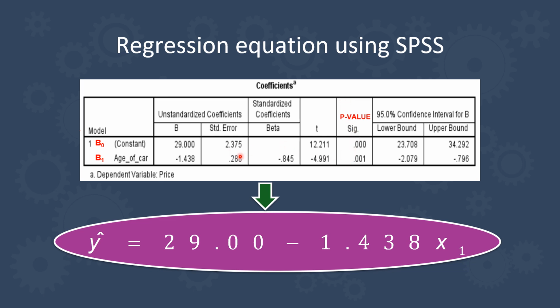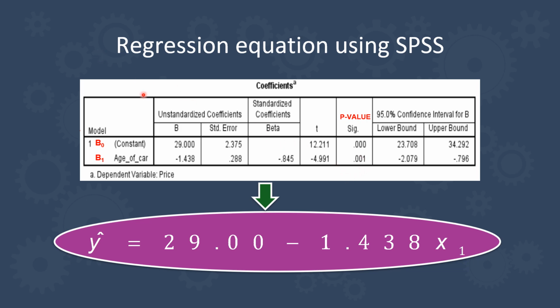So in this case, we can see the p-value for the coefficient of the independent variable, age of car, is 0.001, which is less than the significance level, 0.05. So we can see that there is a significant relationship between the age of cars and its price.